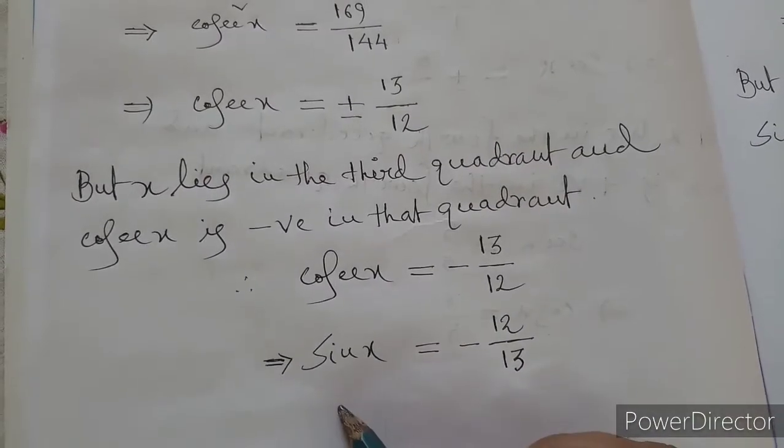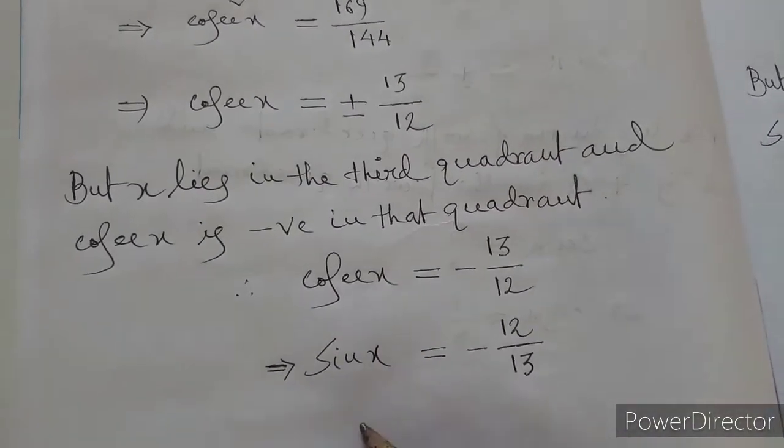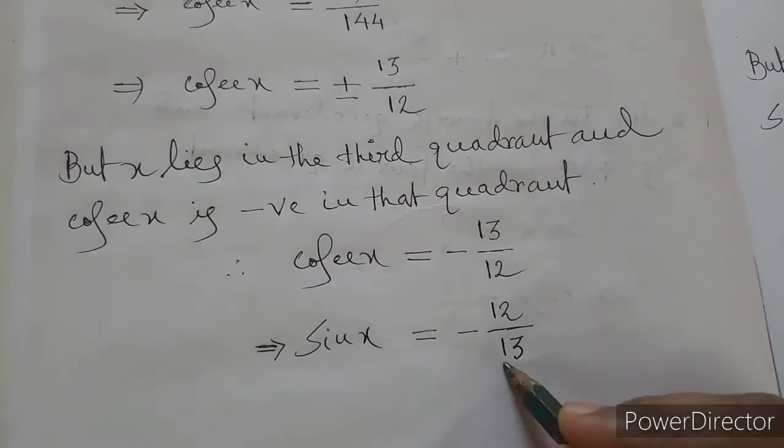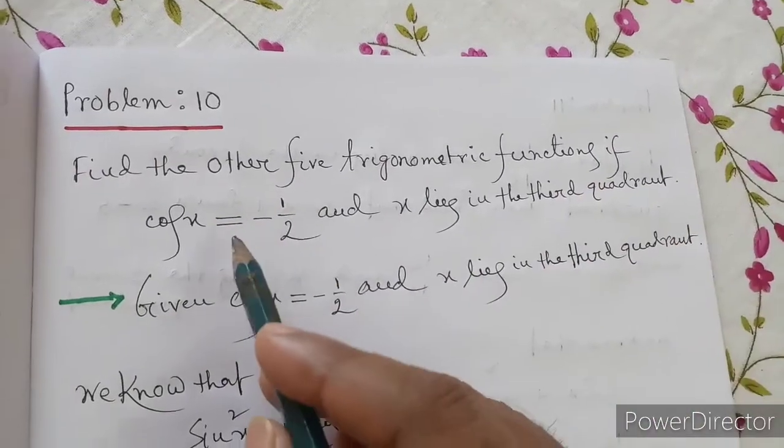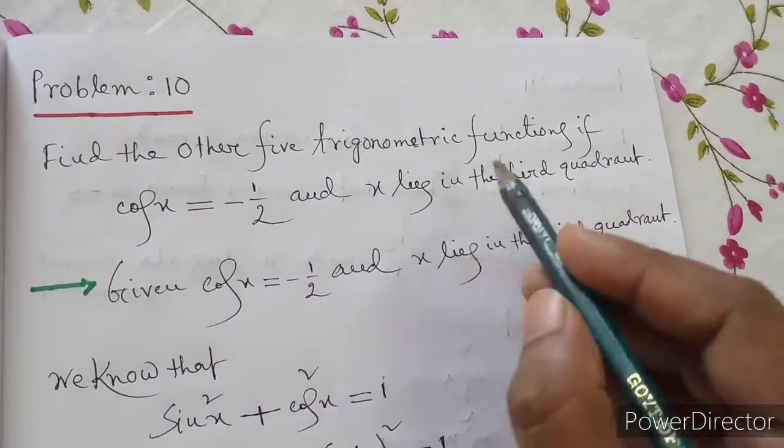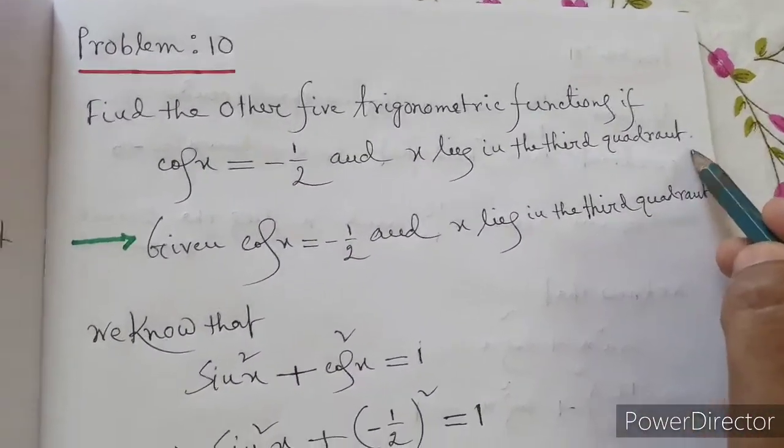So sin x should be equal to, because sin x is a reciprocal of cosec x, minus 12 by 13. Now problem number 10. Find the other 5 trigonometric functions if cos x equal to minus half and x lies in the third quadrant. Got it?